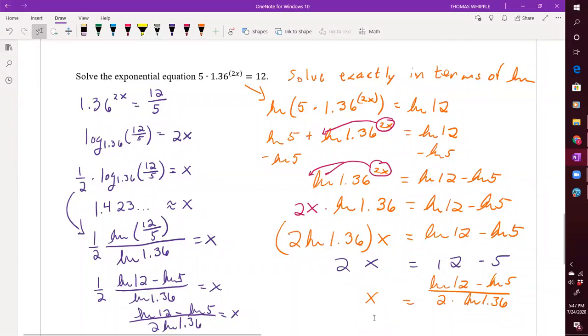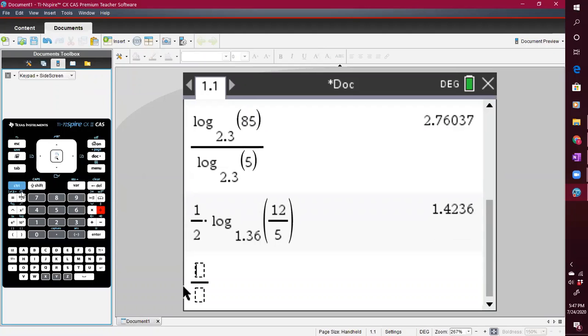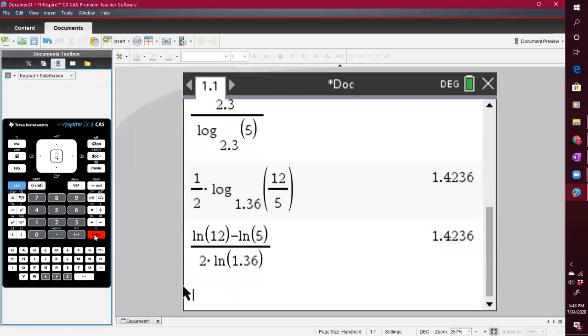There's one more thing we need to do. Let's check and see if this answer gives us the 1.423 answer that we were getting before. So let's go over to our calculator. Here you can see I plugged in the old version of our answer, and let's try our new version here. Now we need natural log. So we need the natural log of 12, come outside the parentheses there, minus the natural log of 5. All right, and then that's all over 2 times the natural log of 1.36. And let's see if we got it.